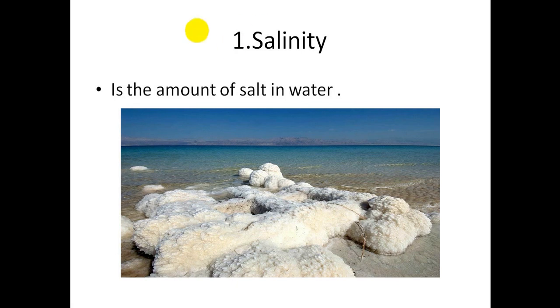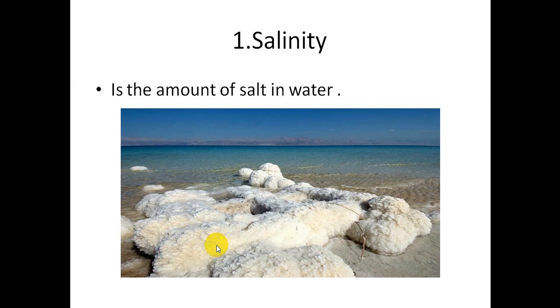As you see here in the picture, we have a white thing. This white thing is called salt. And this is the Dead Sea, if you heard about it before. In the Dead Sea, the amount of evaporation is more than the amount of rain or precipitation. And that's why more water evaporates, leaving the salt behind. When the water evaporates and leaves the salt behind, the salt, as we see here, is found as white rock.